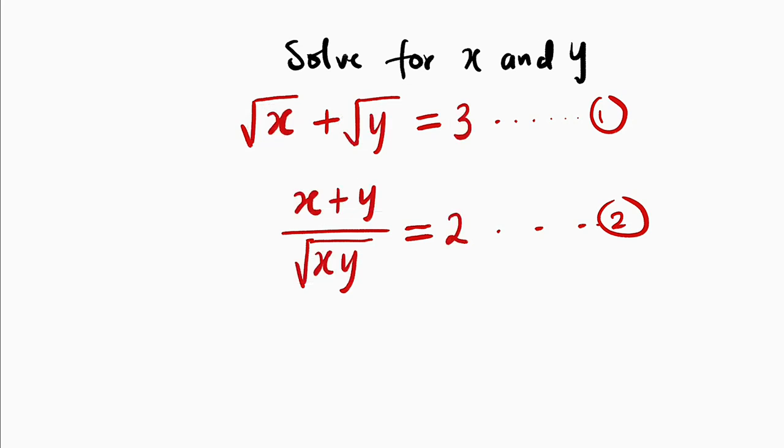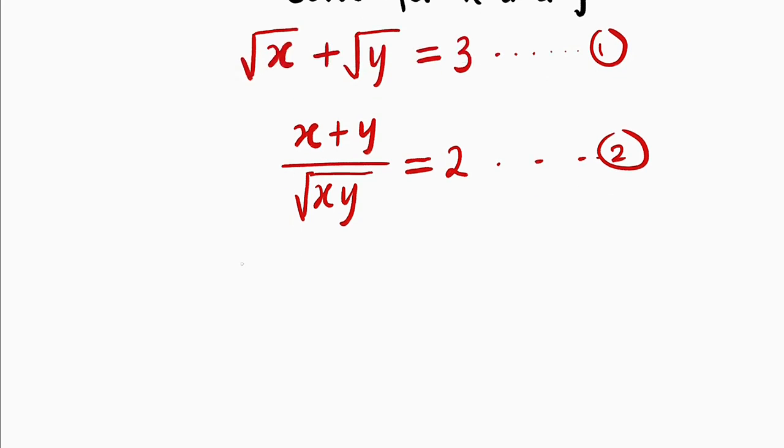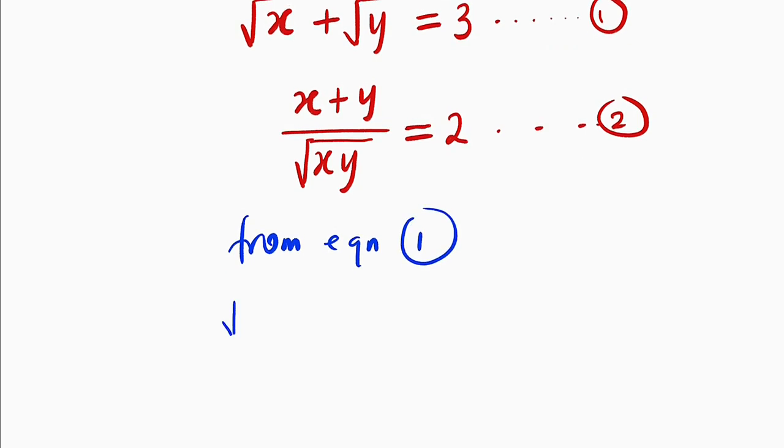The very first thing we need to do here is to square both sides of equation 1. We take the left hand side and square, also the right hand side squared. So from equation 1, we have root of x plus root of y, all squared. This will be equal to the right hand side squared, which is 3 squared.